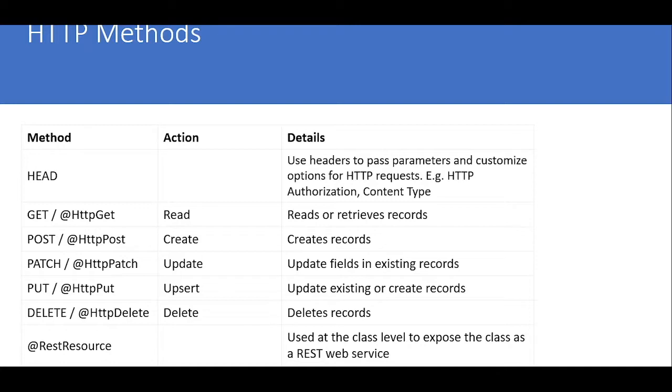Now, the methods that are used are get, post, patch, put, and delete. In get, you retrieve, you read the information, and in post, you create it. In patch, you update the existing fields of existing records. And in put, you upsert, you either create or update the record. Delete is only deletion. And @RestResource is used as a decorator on top of the class to tell that this is a web service that can be used by a third-party application.